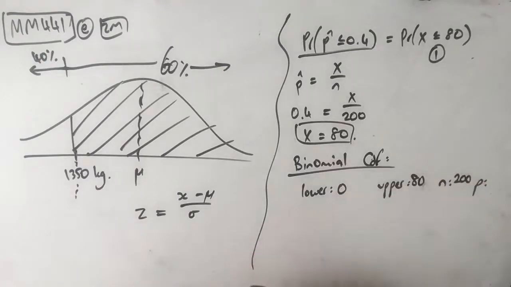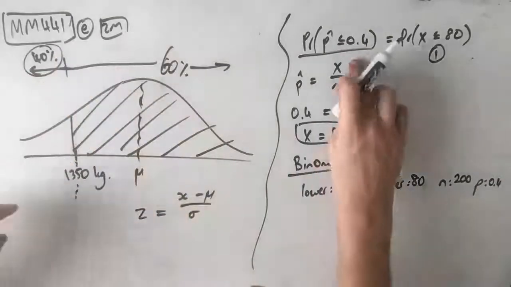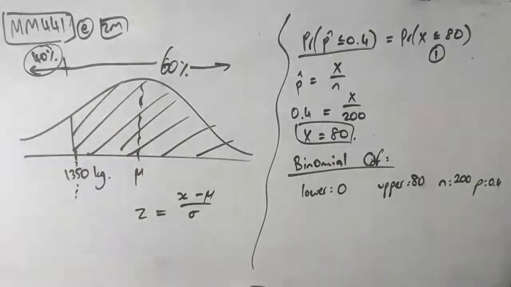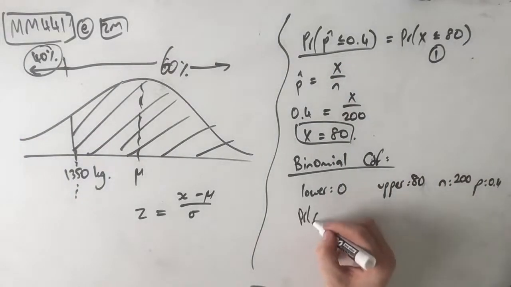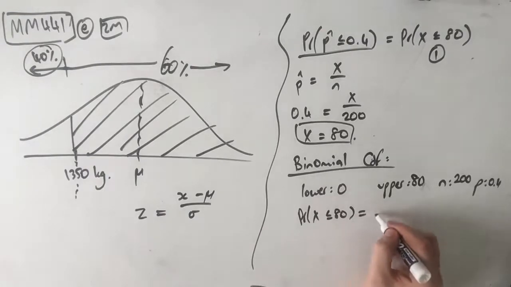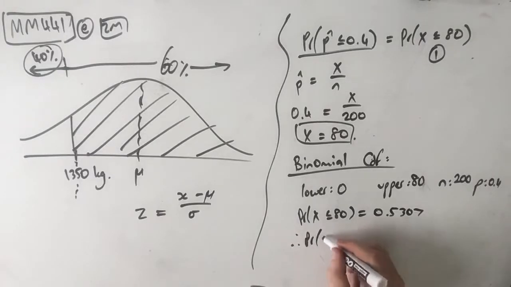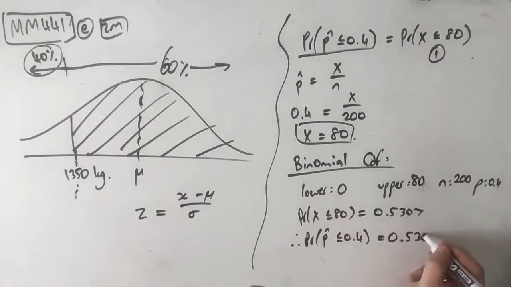And our P, can you guys see the P? Yep, cool. Our P is the probability that any given car weighs less than 1350, which in this case is 0.4. Now, I'm not getting that from this 0.4, I'm getting that from this. So this 0.4 and this 0.4 are completely separate. It just happens that it's the same number. Now, putting that in our CAS, what you'll get is the probability that x is less than or equal to 80 equals 0.5307, which means that therefore the probability that p hat is less than or equal to 0.4 equals 0.5307.